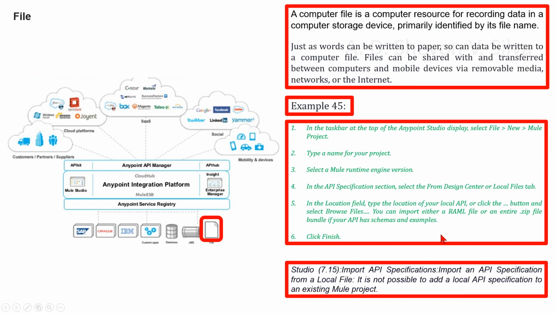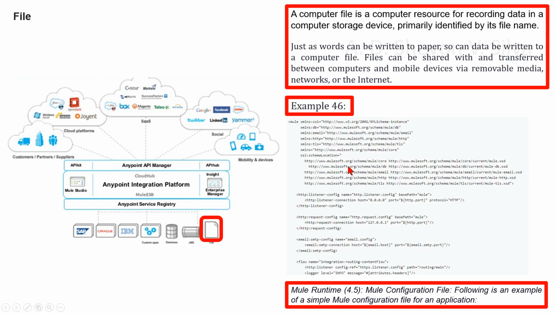Here you can see import API specifications in Studio 7.15. Import a specification from a local file. Here it is not possible to add the local API specification to an existing Mule project. In the taskbar at the top of the Studio display, select File, then New, then Mule Project. Type a name for your project. Select the Mule runtime engine version. In the API specification section, select the From Design Center or Local Files tab. In the Location field, type the location of your local API, or click the button and select Browse files. You can import either a RAML file or an entire .zip file bundle if your API has schemas and examples, and click Finish.